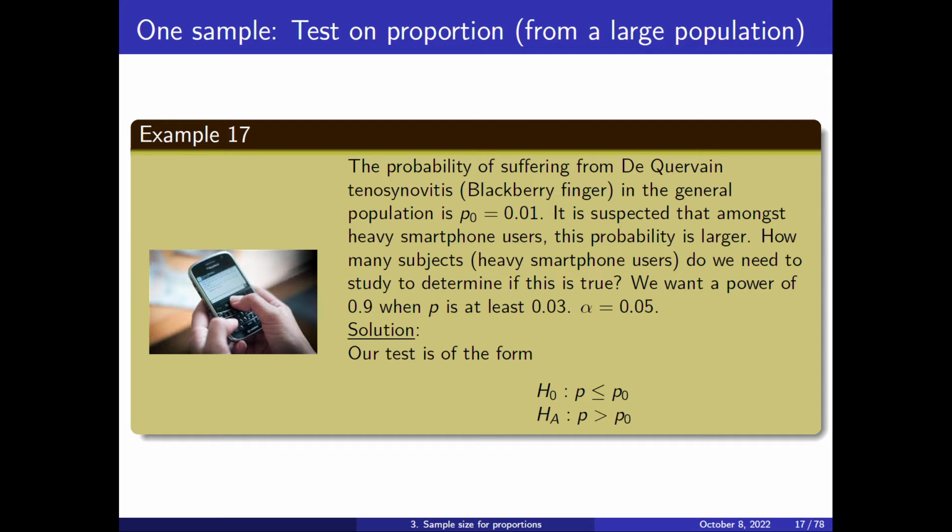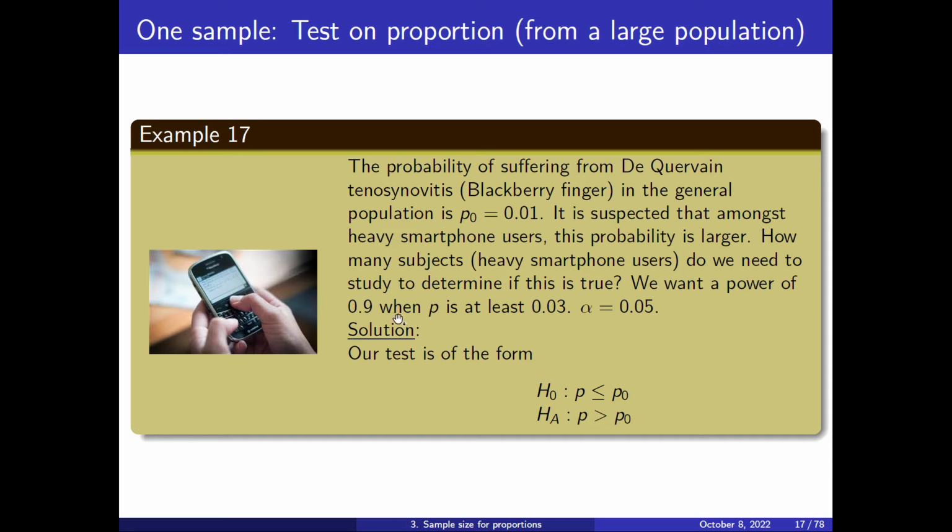And you know that in the general population, this proportion is around 1%, and you suspect that among people that use the smartphone quite heavily, the proportion of this problem in the fingers could be higher. So you want to have a statistical power of 90% if this proportion is larger than 3%. So your alternative hypothesis is that the proportion is larger than this 1%. This is the reference value. If it goes beyond 3, you already want to have a power of 90%.